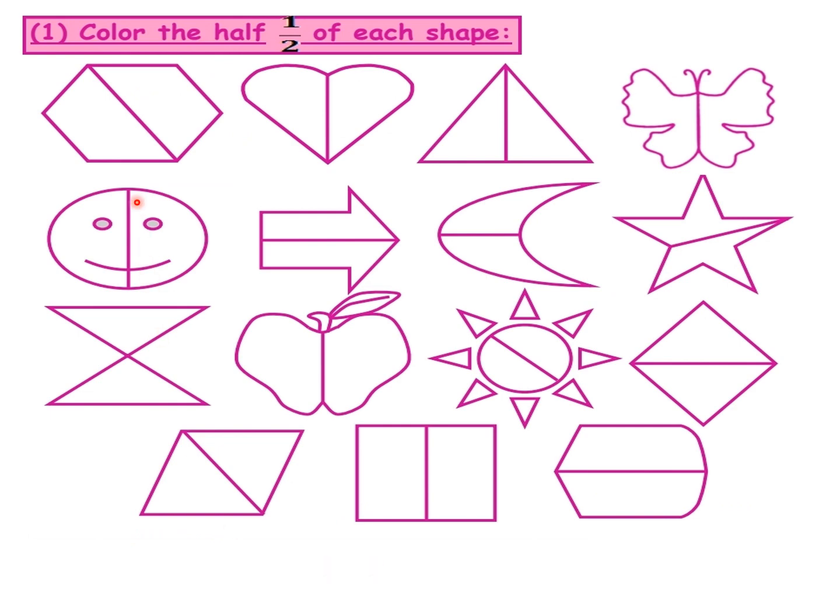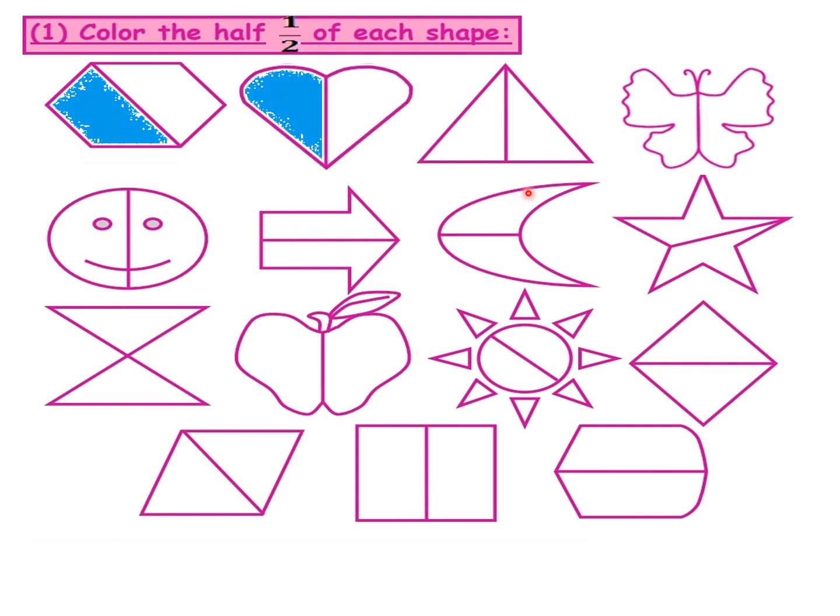Color the half of each shape. I have this shape divided into 2 parts and I will take only one part of them to get the half. So I color only one part. And this heart is divided into 2 parts. If I want to color half of it, I color only one part. Look here, divided into 2 parts, and I want to color half of it, so I color one part out of 2. And this butterfly too, I will color only one part out of 2.